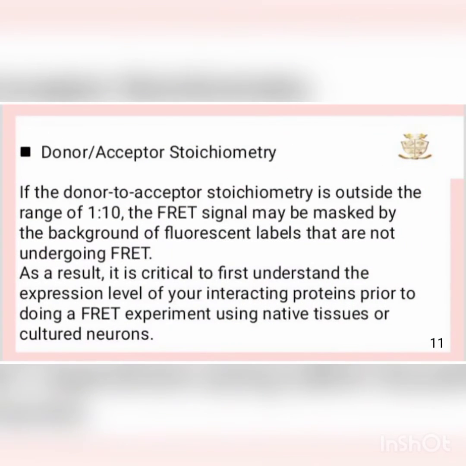The last one is donor or acceptor stoichiometry. If the donor to acceptor stoichiometry is outside the range of 1 to 10, the FRET signal may be masked by the background of fluorescent labels that are not undergoing FRET. As a result, it is critical to first understand the expression level of your interacting proteins prior to doing a FRET experiment using native tissue or cultured neurons.